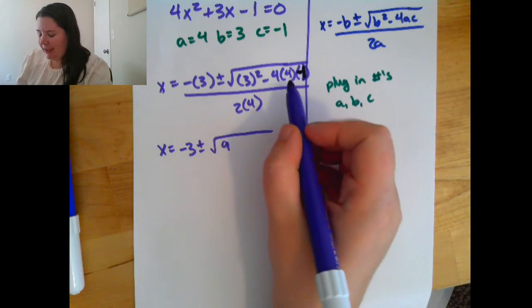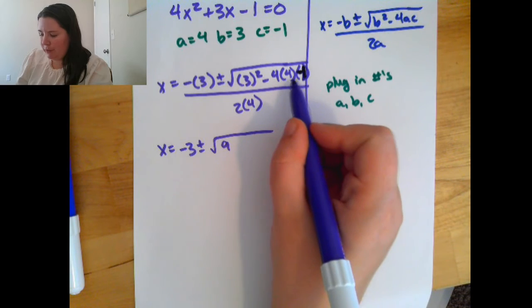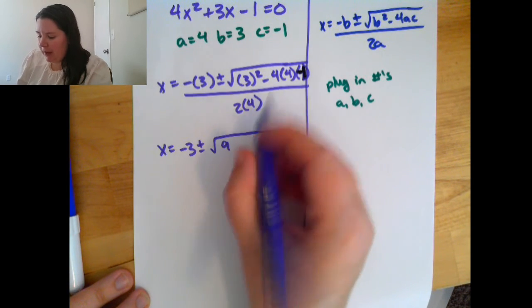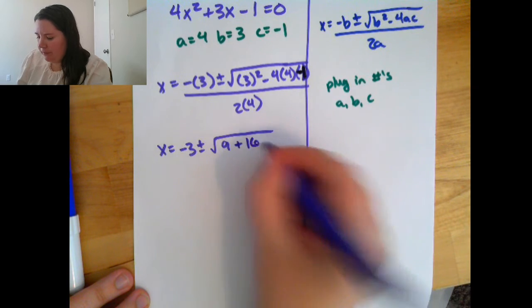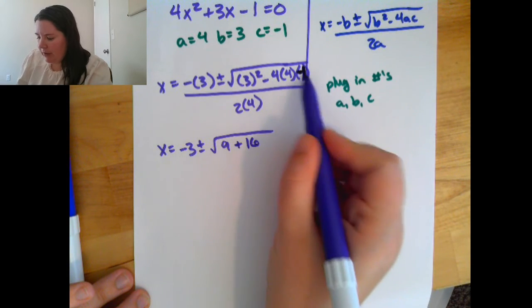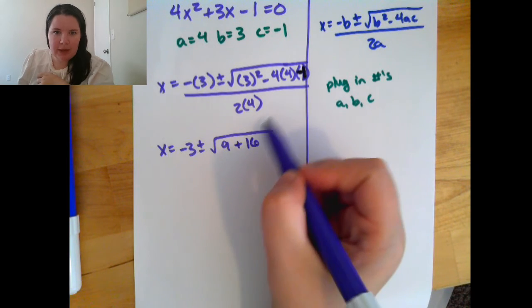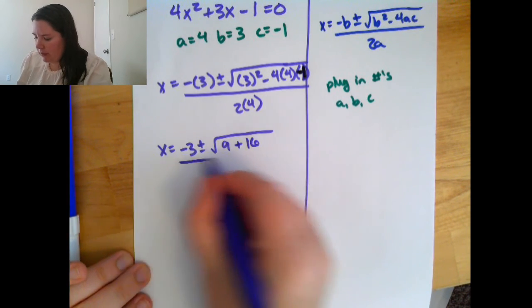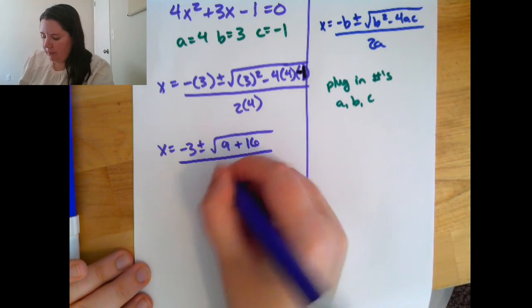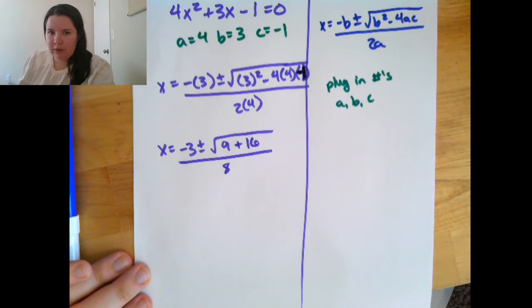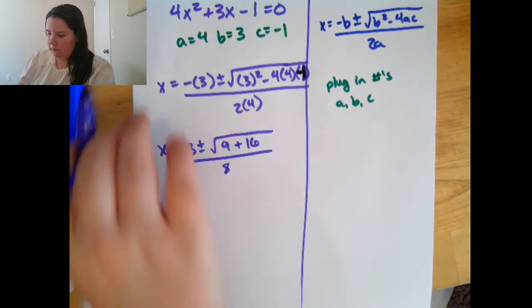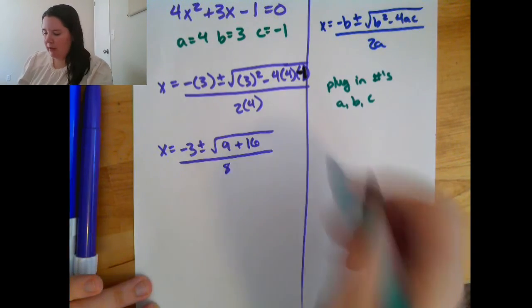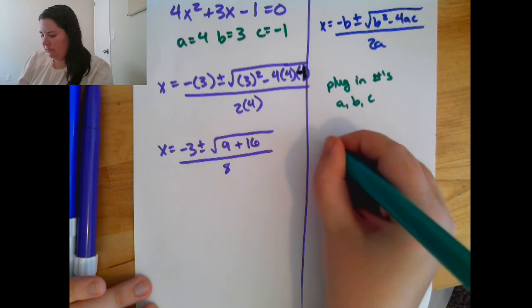So let me try that again. I have negative 4 times 4 times negative 1, which becomes positive 16. I have an even number of negatives, so a positive result. And that's all divided by 2 times 4, 8. So all I did there is I went through and just did the first round of simplifying.